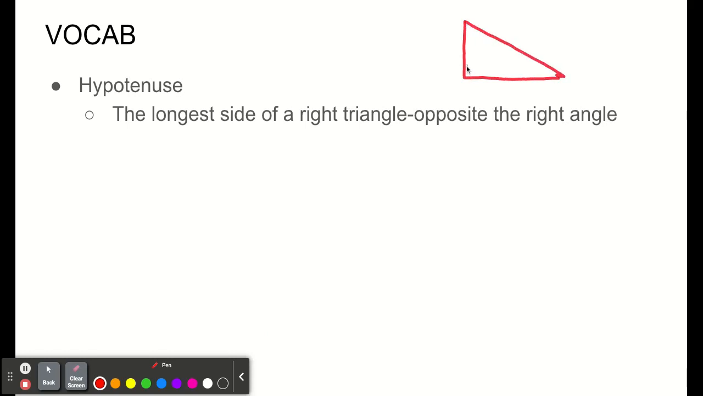you're going to have one angle marked as 90 degrees, or with this symbol here, indicating that it's a right angle, meaning it's 90 degrees. And so the side across from that angle is always going to be the longest side, which is going to be the hypotenuse of the right triangle. The other two sides will be referred to as the legs of the right triangle.